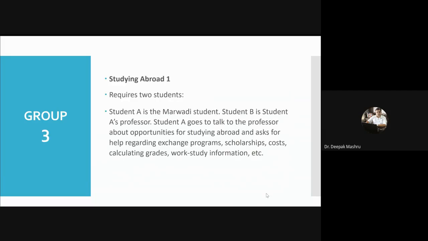Okay. Group number three, studying abroad. Student A is the Marwadi student. Student B is the student A's professor, right? So there is a teacher and student interaction. Student A goes to talk to the professor, right, about opportunities for studying abroad and asks for help regarding exchange programs, scholarships, cost calculations, grades, work study information, etc. Right? You can talk about IELTS, TOEFL.